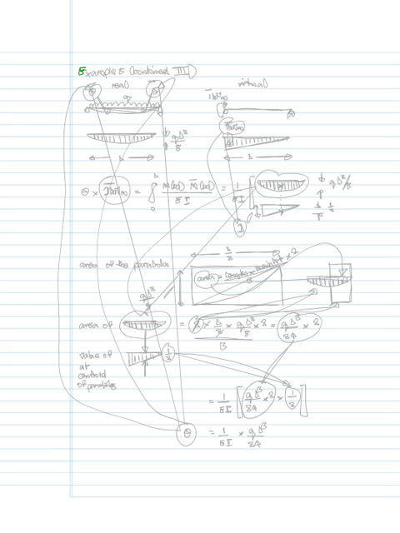So example 5. Oops. So this is continued. So this would be the third page. So in this one here we want to work out the rotation. So let's take the beam again. So that's the real system.